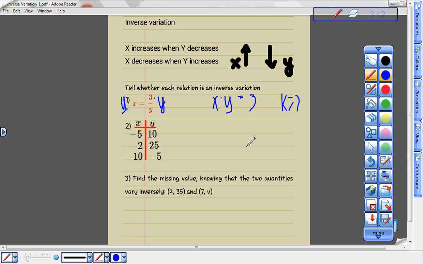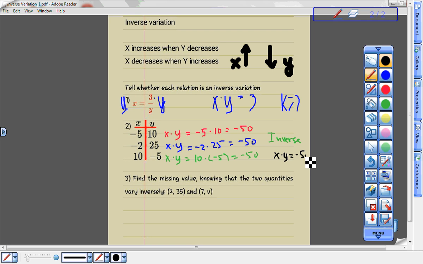Example number 2 comes with a table chart. To determine whether a table chart represents an inverse variation, we're going to use these products, x times y, for each set of pairs. Negative 5 times 10, negative 50. The second set of numbers, negative 2 times 25, will also give us negative 50. And the last one, x times y, 10 times negative 5, it's also negative 50. Since all the products are the same, negative 50, negative 50, negative 50, this is an inverse variation. And if we would have to write the formula for that, x times y equals negative 50 would be one way to represent that.